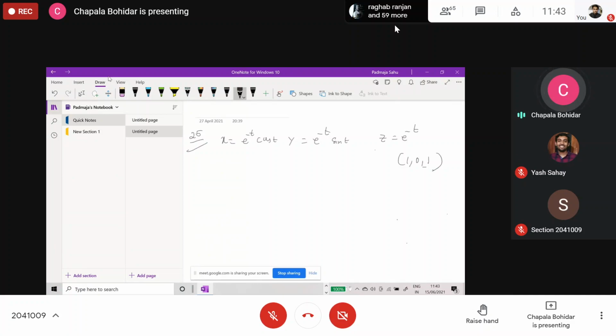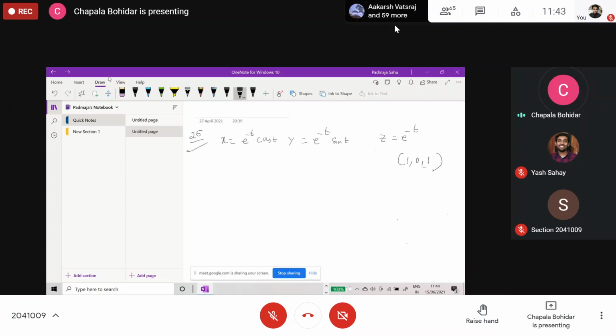Like this, take ln on both sides. e to the power minus t is equal to 1. Take ln both sides. What do you get? Minus t is equal to ln 1. ln 1 is equal to 0. So t is equal to 0.